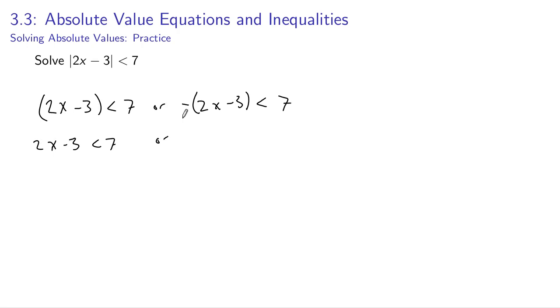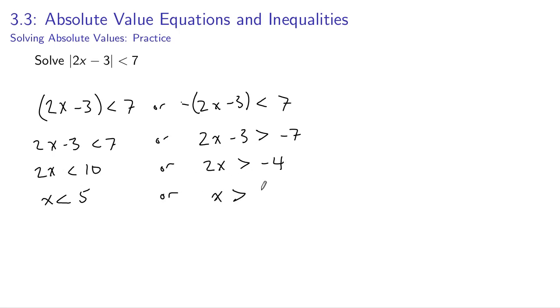And I wrote it this way with the negative because I need to multiply by the negative 1 and flip the inequality. This is critical to doing absolute value inequalities. Just like we talked about before in 3.2 with multiplying by a negative, it comes up again here. So now we add 3 on the left inequality and we get 10, as long as we do our arithmetic right. And then we add 3 on this side and we get 3 plus negative 7, which is negative 4. So here we have x is less than 5, or x is greater than minus 2.